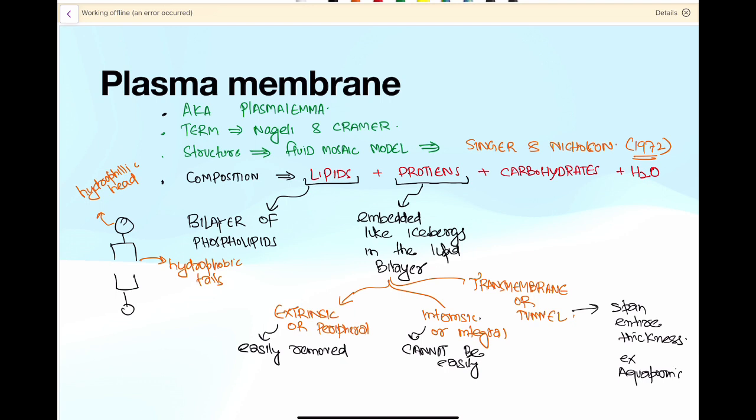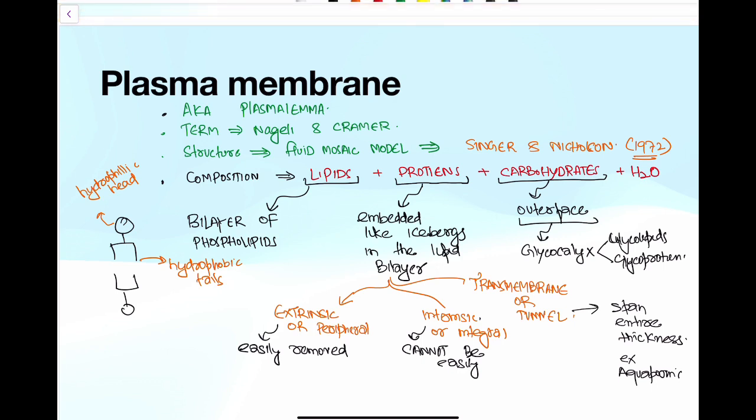Now, an important thing, carbohydrates. Carbohydrates are only present on the outer face, and they form a layer called the glycocalyx. They are attached to lipid molecules or protein molecules, forming glycolipids or glycoproteins respectively. If attached to a protein molecule, they are called glycoproteins. If attached to a lipid molecule, they are called glycolipids.